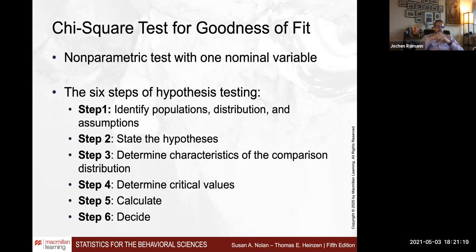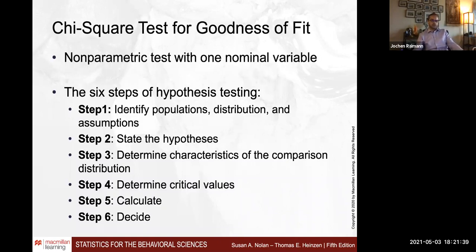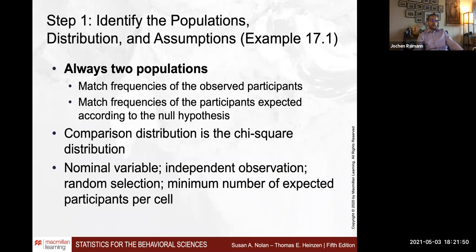And just like with every other hypothesis test, we have 6 steps. We identify the populations, we identify the distributions, we make our assumptions, we state the hypothesis, we determine characteristics of the comparison distribution, determine the critical values from a chi-squared table, calculate our chi-squared value, and then decide whether to reject or not. So same situation and same approach.